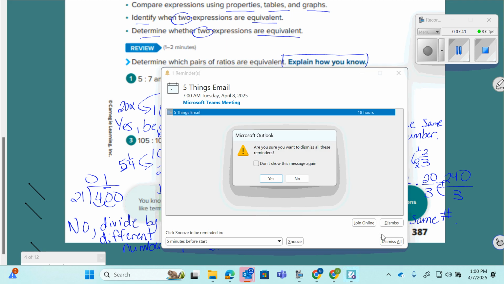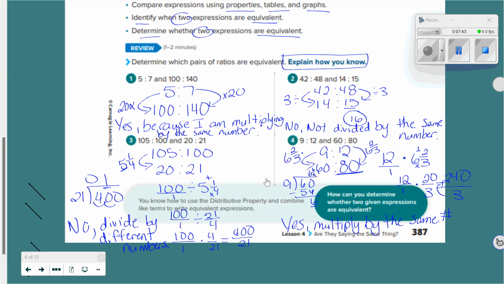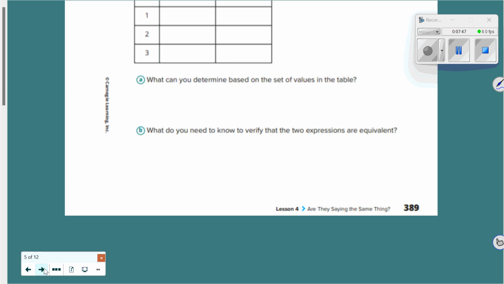Is that my response? Okay, everybody, get out your highlighters. Turn to the next page.